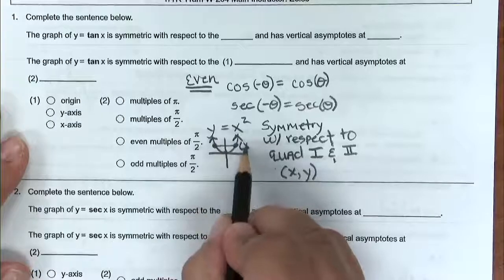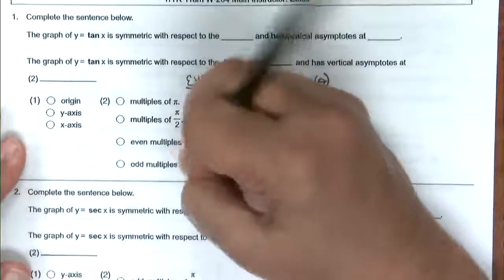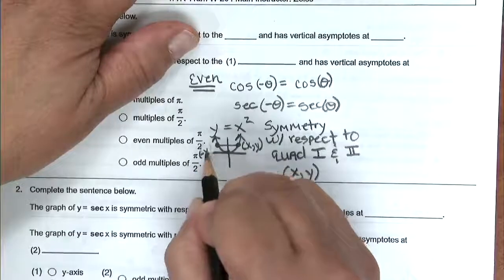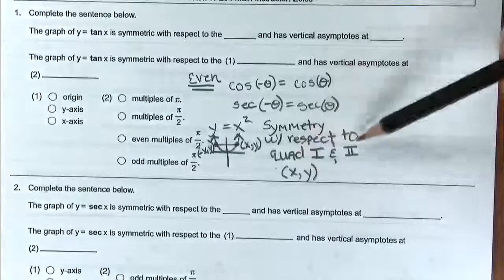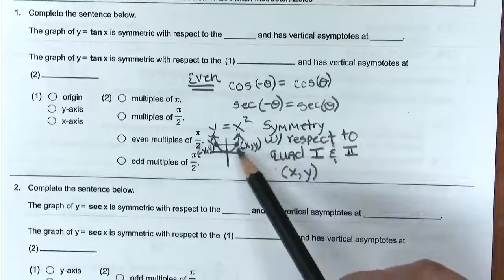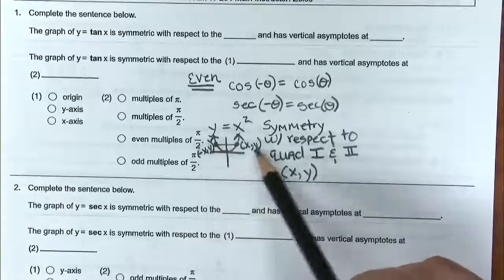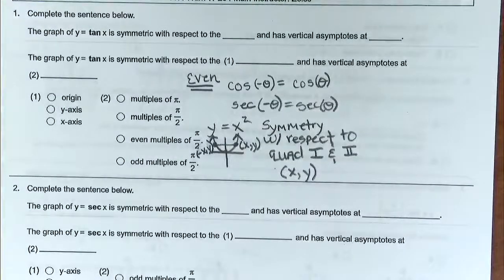If this is called xy, its symmetrical mirror image is called negative x, y. Negative x, y. That's what it means to be symmetrical with respect to quad 1, 2. That if you have any point on the graph called x and y, just switch the sign on the x, do nothing to the y, and you have two answers. One in quad 1, one in quad 2.